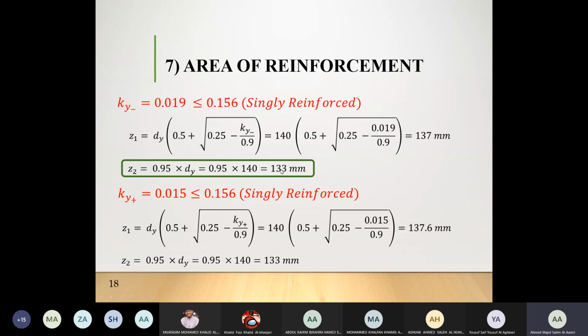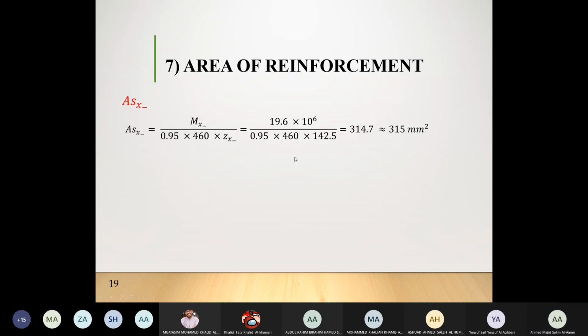So if we go now for the calculation of AS, you can see that this is 19.6 into 10 to the power of 6. Why once again? Because we are having FY. FY is in terms of Newton per millimeter square. So once again, you need to keep your moment in Newton millimeter. Okay. So we have finished doing this, and we have got an area of reinforcement required to be 315.